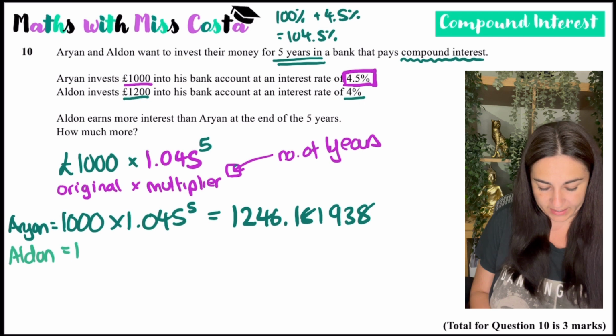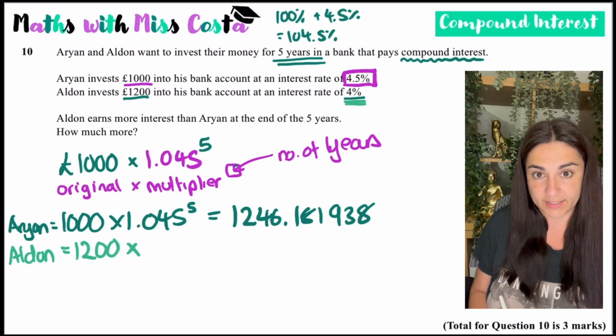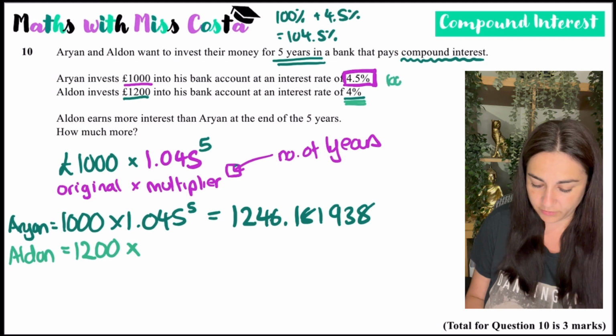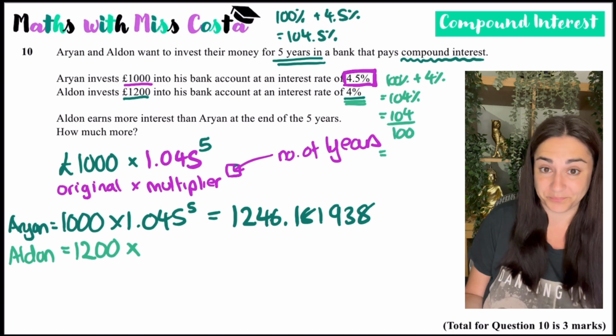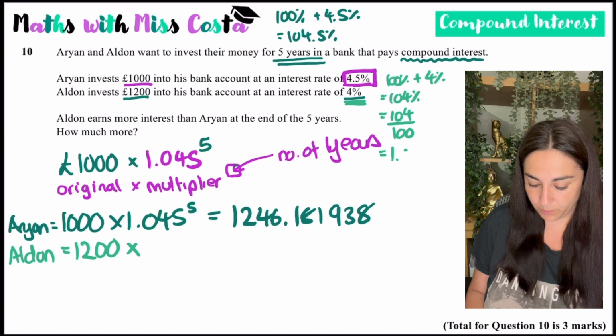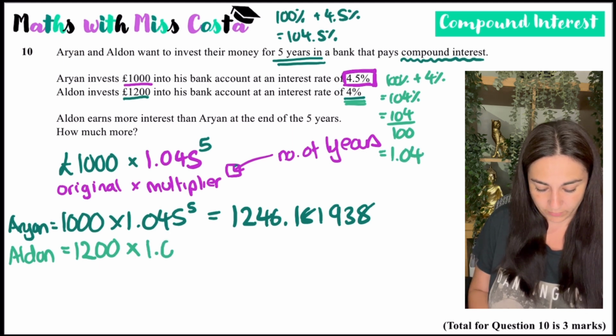Then I can do the same for Aldon. So his original value was 1,200. His interest rate is 4%. So I'm going to do the same thing quickly. So I've got 100% and I add 4%, and that gives me 104%. What does percent mean? It means divided by 100. So if I type that into a calculator, I'm going to get 1.04. So that's my multiplier.